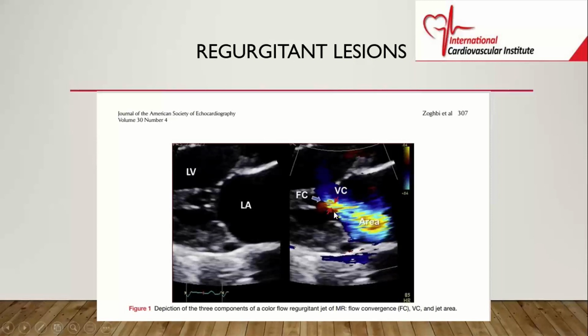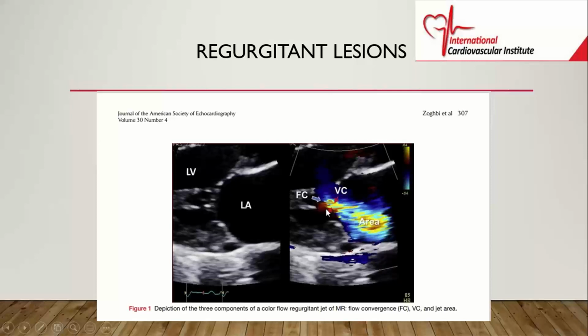So right at the regurgitant orifice, the width of the regurgitation we call the vena contracta. When we talk about the EROA, effective regurgitant orifice area, that is the area. So the vena contracta is a linear measurement. If we were to calculate the area right here, that is the EROA. Okay, so the important features of the color flow are the vena contracta, the regurgitant jet area, and then the flow convergence.